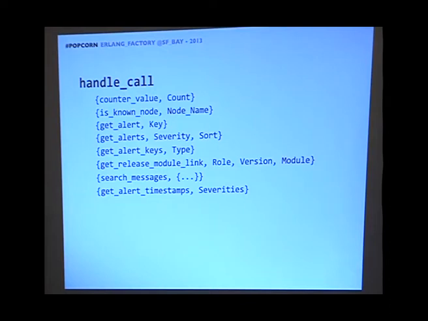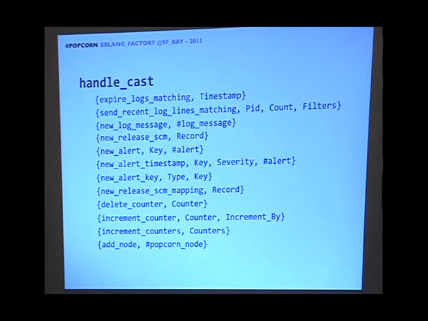The big ones on the asynchronous methods are new log message. Every time a new log message comes in, we're going to call in and you have to store it to the database. And the other one is expire logs matching. Popcorn has a log retention policy per severity level. You can tell it, I want to hold debug messages for 5 minutes and critical messages for 2 weeks, or whatever. And we'll call into your worker processes to tell you to go delete those when needed, with a severity and timestamps. It's kind of how we've implemented the storage.